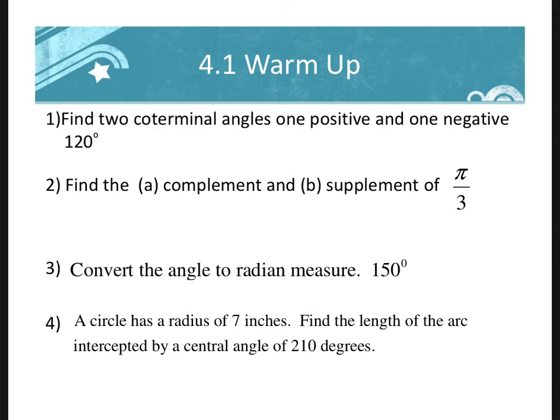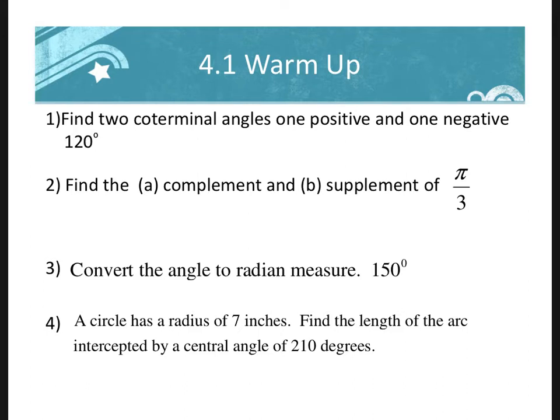Okay, so yesterday we did 1 and 3, the coterminal. Just a quick refresher: coterminal with degrees, you would add or subtract 360. Coterminal with radians, you would add or subtract 2 pi. And then converting from angle to radian: if it's in degrees, we multiply times pi over 180, and radians to degrees would be 180 over pi.